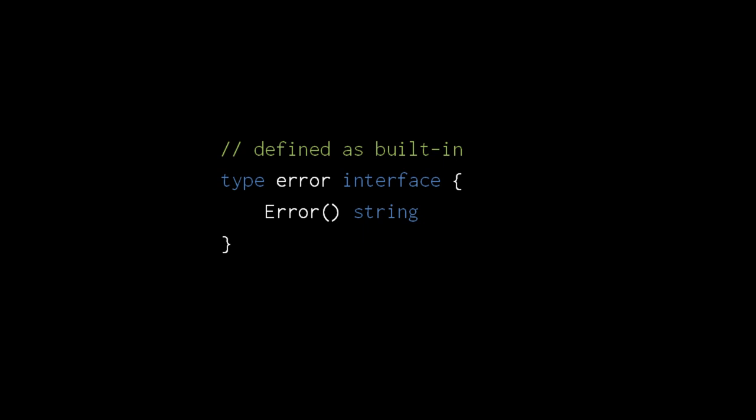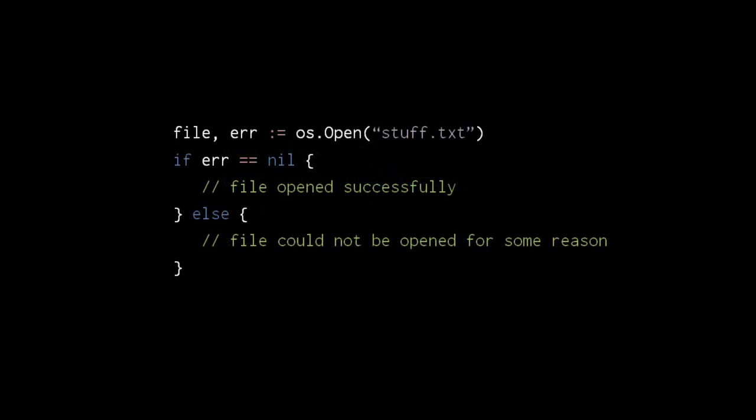Error values are usually of the error interface type, which is defined as a built-in. Types implementing error have a single method also called Error, which returns a string describing what went wrong. For example, the standard library package os has a function Open which opens a file. If the file opens successfully, the second return value of Open is nil. If something goes wrong, however, Open returns an interface error value, which we should always check immediately after calling Open. For many kinds of errors, all that our program can reasonably do in the event of such an error is log what happened and abort.